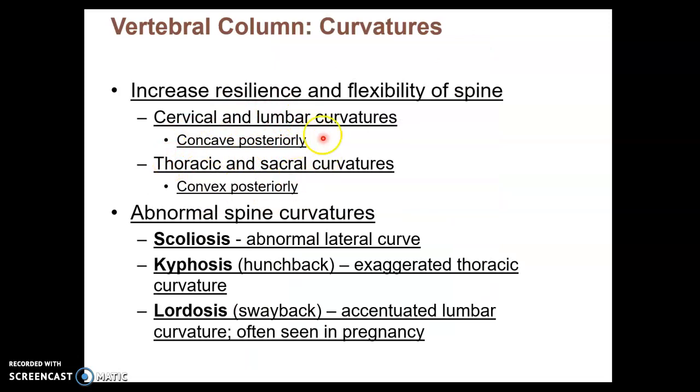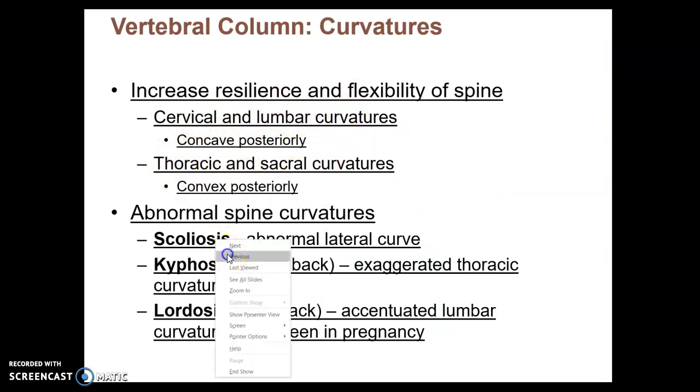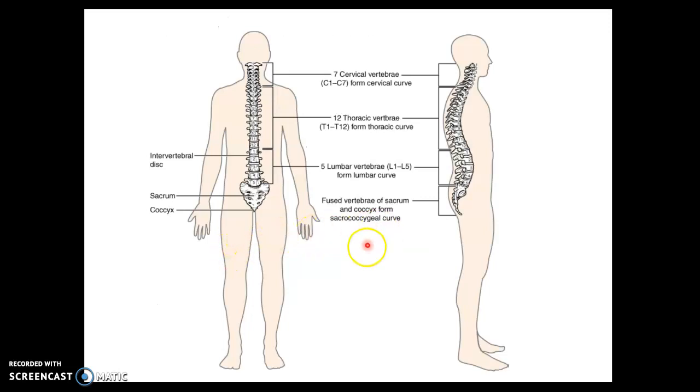I'm going to explain these normal curvatures on an image. So, the thoracic spine and the sacrum are convex when you're looking at it from the posterior view. Convex meaning the curve kind of comes toward you.